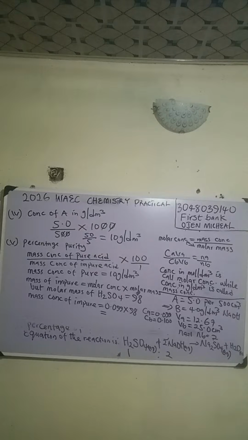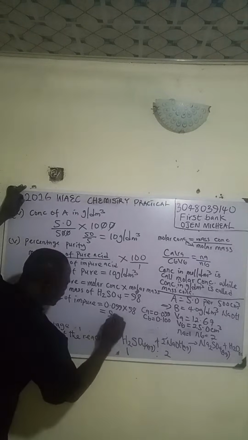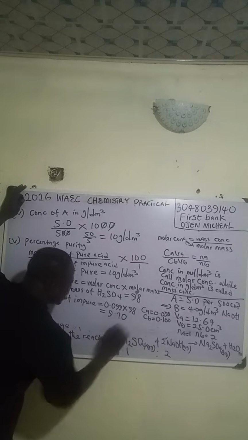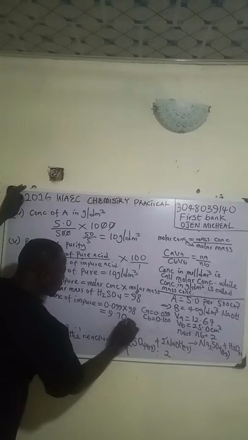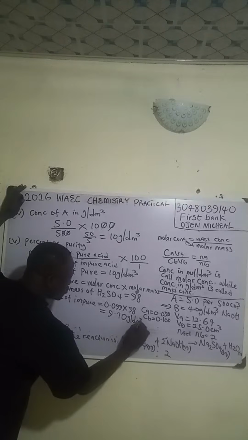Let's do it so that we can go to salt analysis. Please, so you can screenshot. What do you have as your answer? 0.099 times 98. Beautiful. 9.70. We have 9.70. So what? 9.70. Alright? Grams per dm cubed.